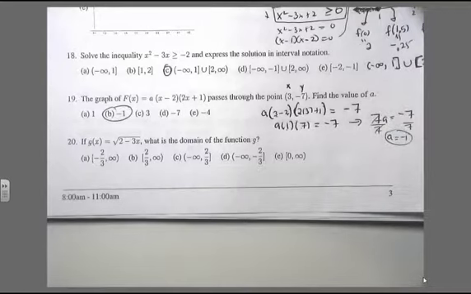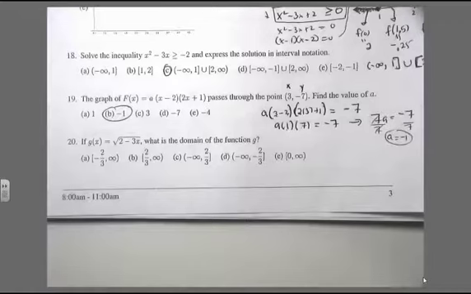Domain. Let's talk about restrictions first, all the things you've had that have restrictions, and then we'll talk about this problem. Domain. You are not allowed to divide by what number? 0. That's a domain restriction. So if you've got a fraction, the denominator cannot be equal to 0.